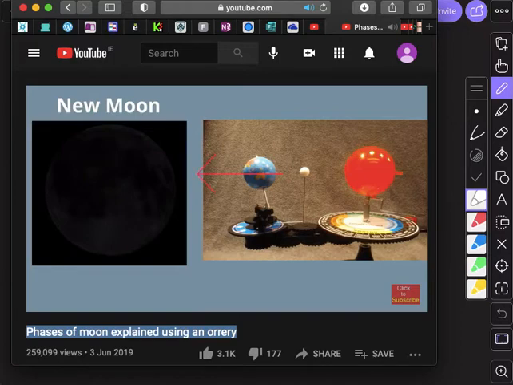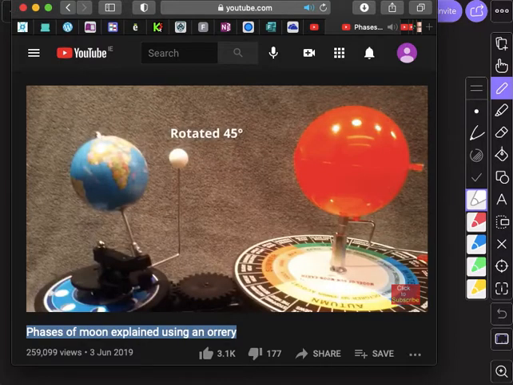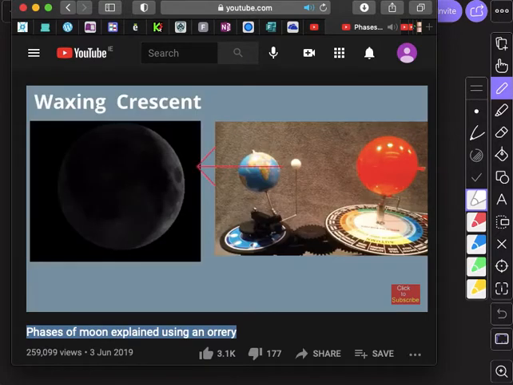The moon travels roughly 13 degrees in 24 hours. So after roughly 3.5 days, the moon has moved 45 degrees and is at waxing crescent. Here's the alignment. Waxing means that the sunlight is getting larger, and crescent is the shape. And here's what it looks like.